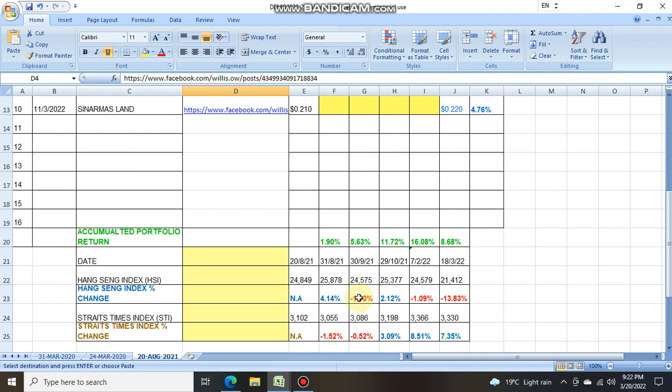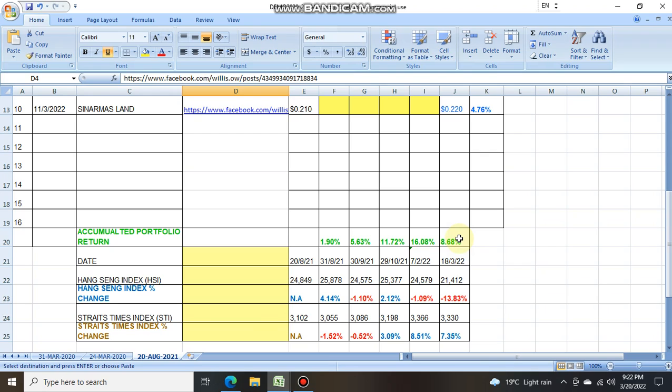You can see that the portfolio return started at only 1.9% when the portfolio was just created. Along the way it went up to 16%. Because of the recent Russia-Ukraine war, the market adjusted and prices came down. So you can see that the portfolio return also fell.